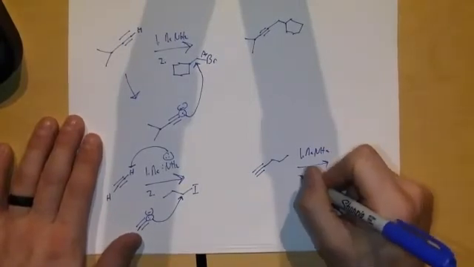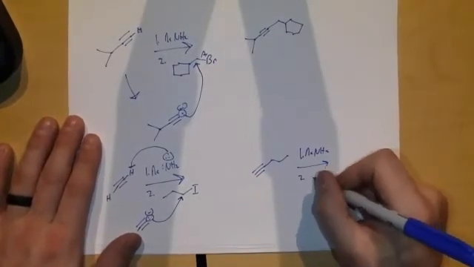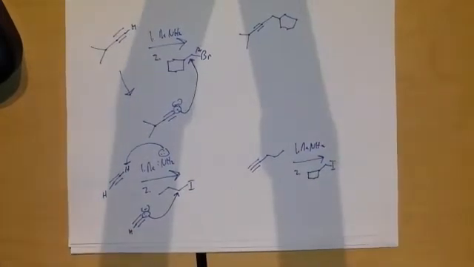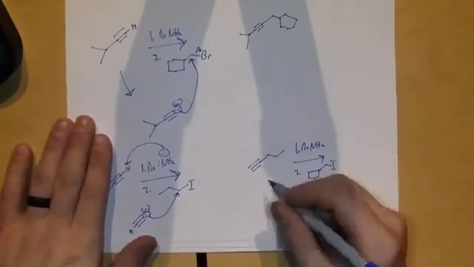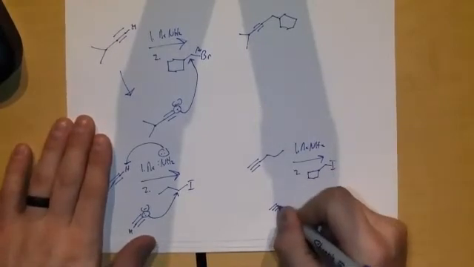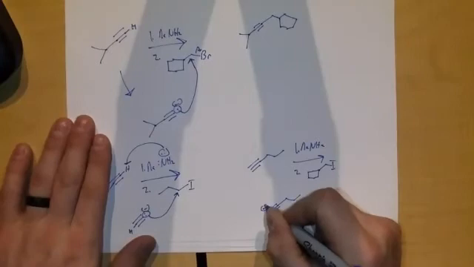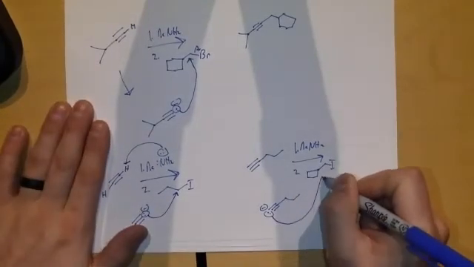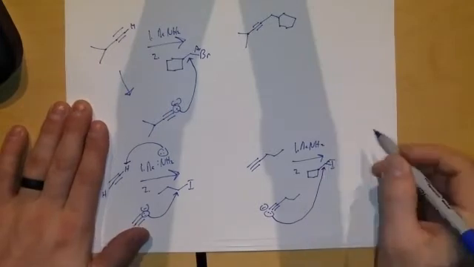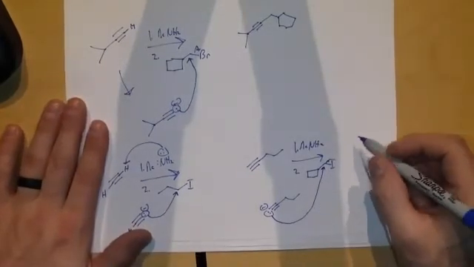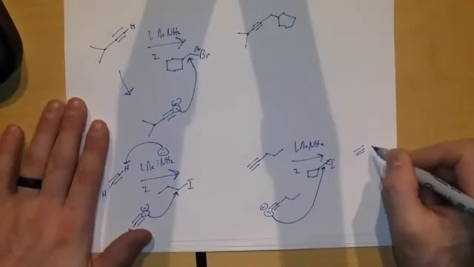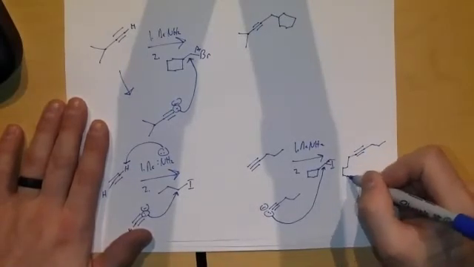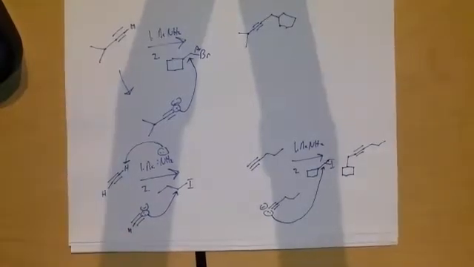NaNH2. If we now throw in a different nucleophile, or electrophile, sorry, like this here, when we generate our negative charge, we can do an attack and give us this compound.